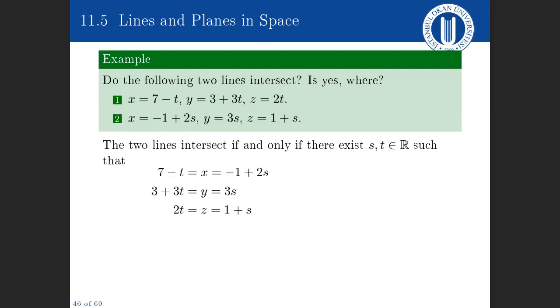Now, two lines intersect if and only if we can find a point which is on both lines. In other words, they intersect if and only if there exist numbers s and t such that these two lines are the same. 7 minus t is the same as minus 1 plus 2s. And 3 plus 3t is the same as 3s. And 2t is equal to 1 plus s.